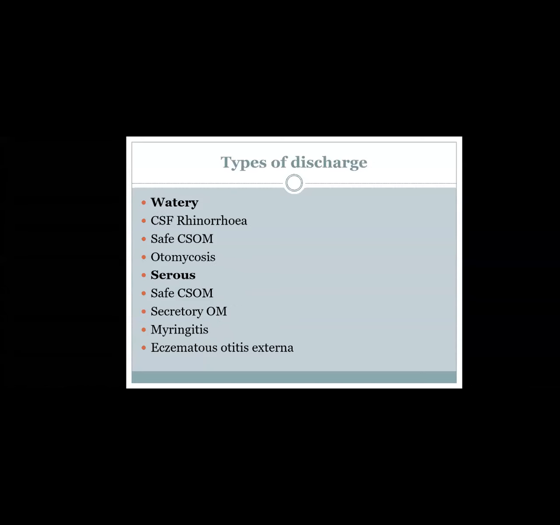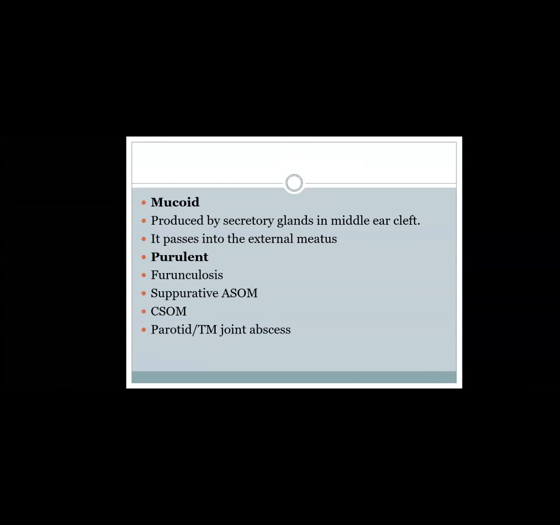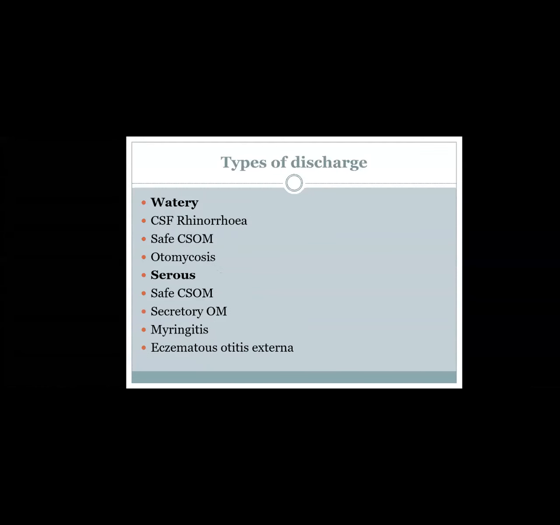So the types of discharge may be watery, serous, mucoid, purulent. Purulent is the one you just remember, with headaches because of any inflammation. First, the watery one is the CSF rhinorrhea, because I've already told you, and the acute, not suppurative, secretory otitis media, and fungal infection also give a watery discharge only. So when you think of watery discharge, all these points should come to your mind.